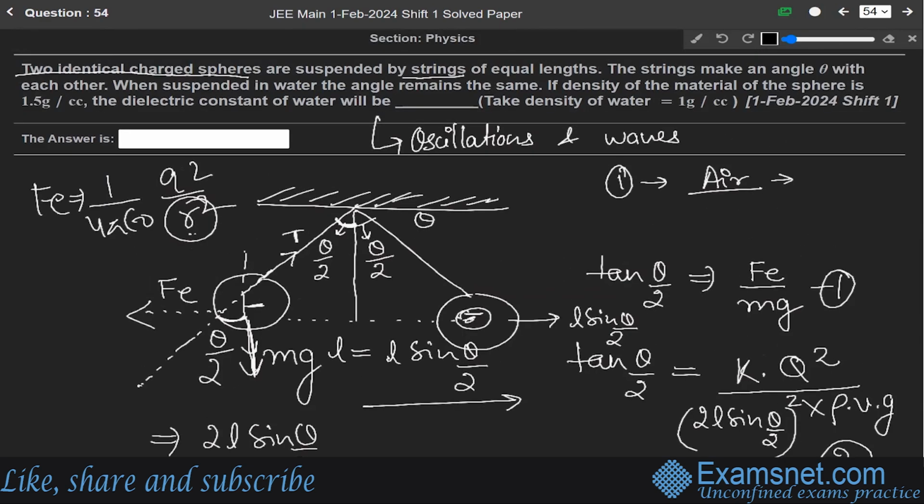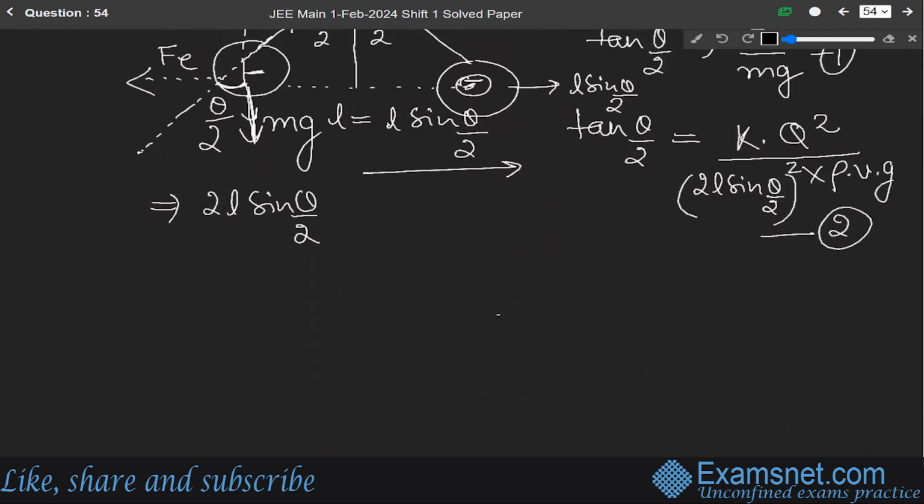Now, according to the question, this system is suspended in water, and when it is suspended in water, this angle remains the same. This whole angle theta remains the same. There is no change in theta, so theta equals theta dash. In air, the density of the material of the sphere is given as this, and we have to find the dielectric constant of the water. The density of water is given as this. We have to find the value of the dielectric constant.